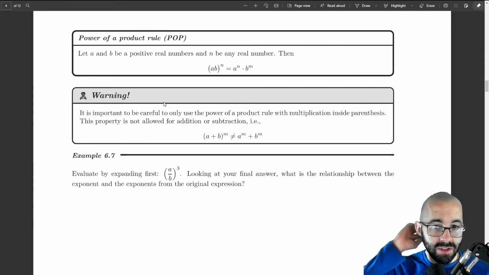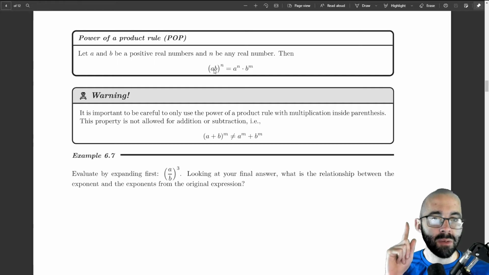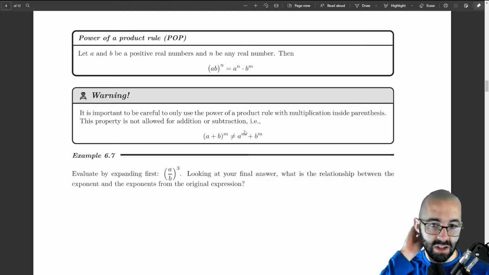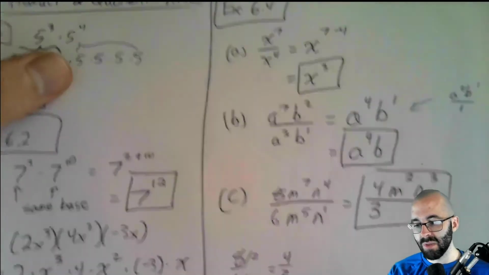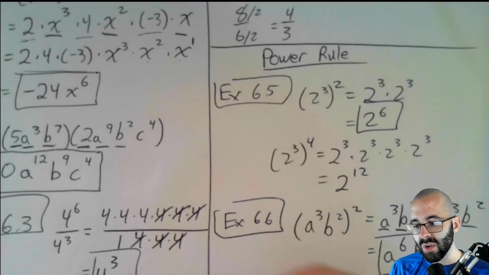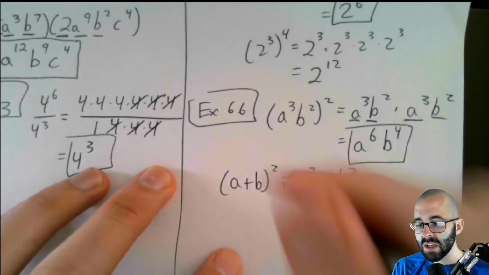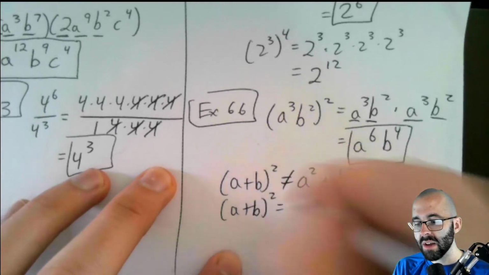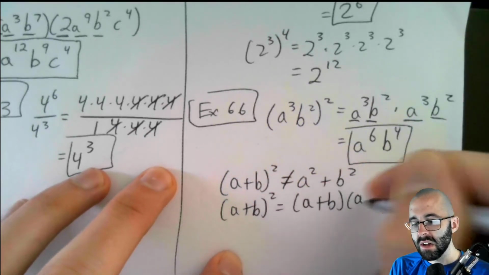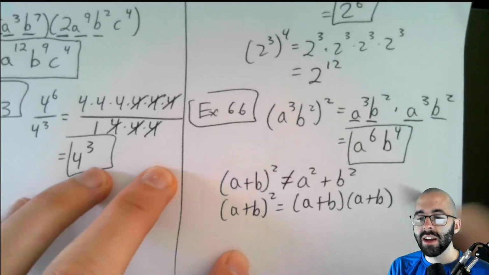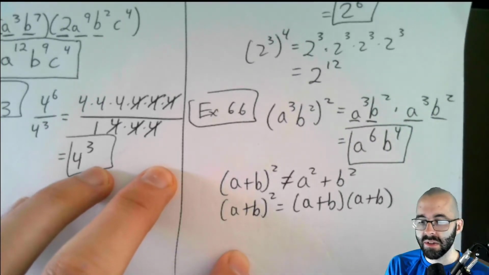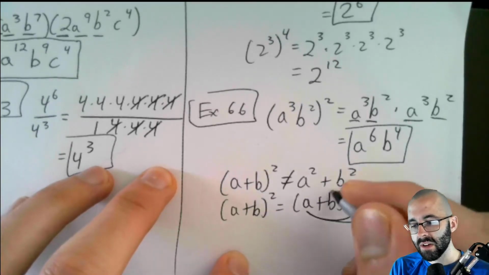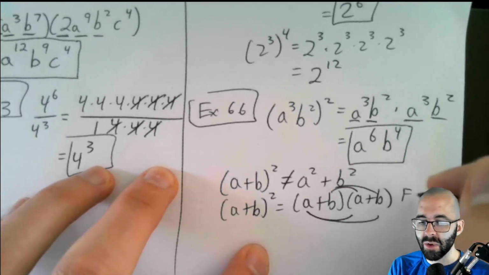It's important to be careful to only use this rule when things are multiplied. If there's addition on the inside, addition is bad. This doesn't work. And the reason why that doesn't work is because of foiling, right? If you have something like this, this is not equal to a squared plus b squared because if something is squared, that means it's being multiplied by itself. So a plus b times a plus b, and to multiply 2 binomials is the word. First, outer, inner, last, you got to multiply this all out. You got to FOIL.